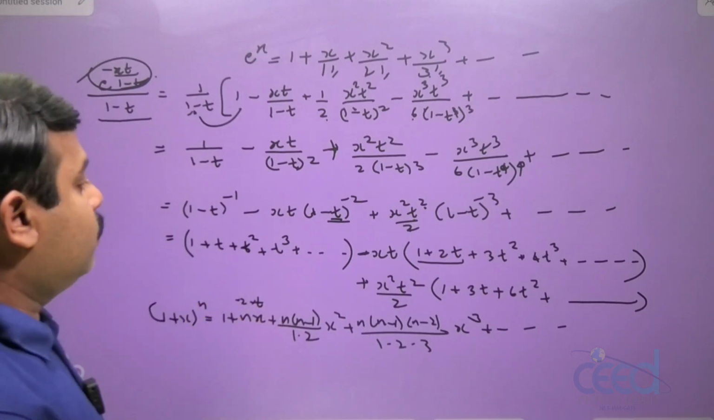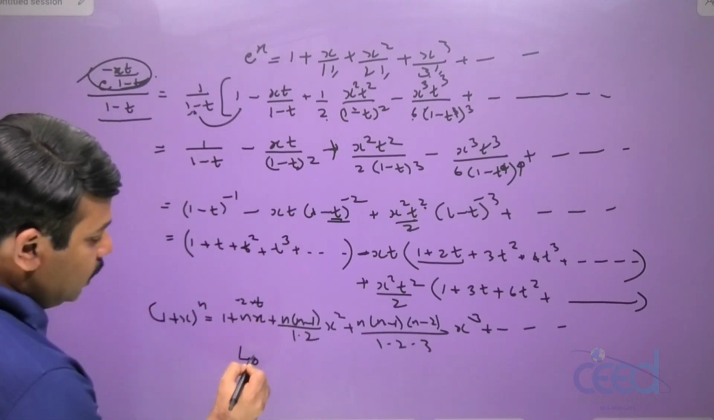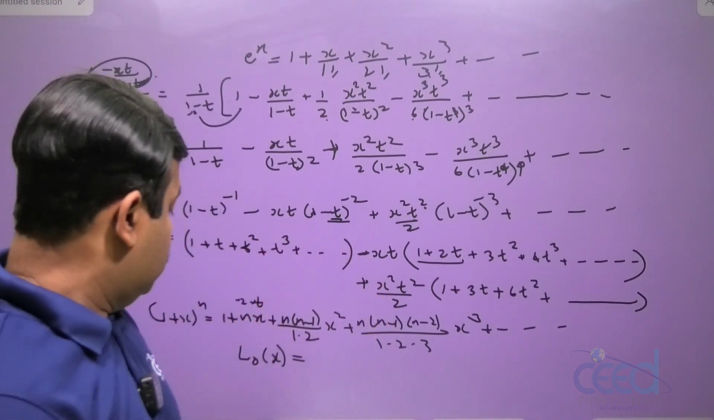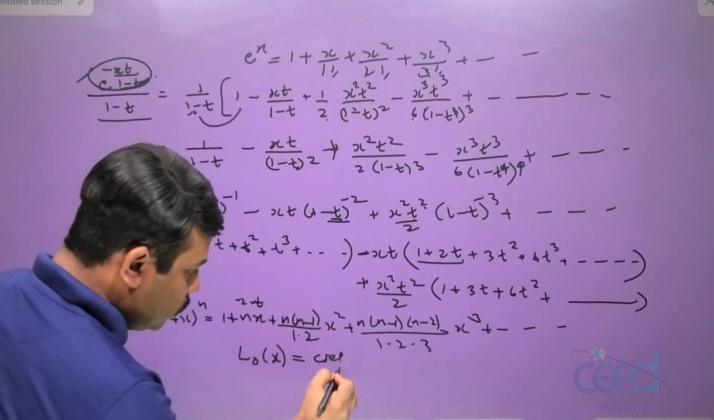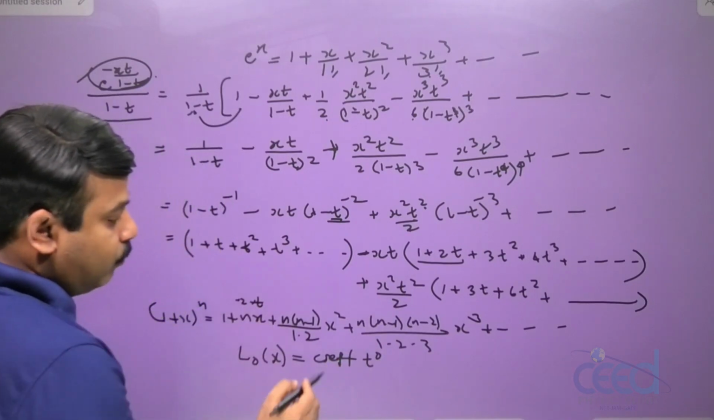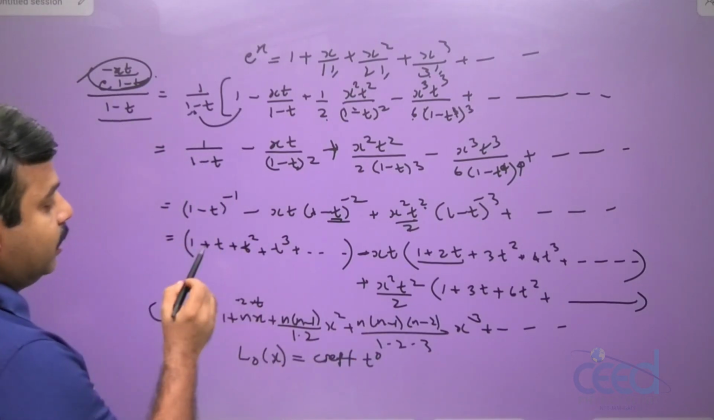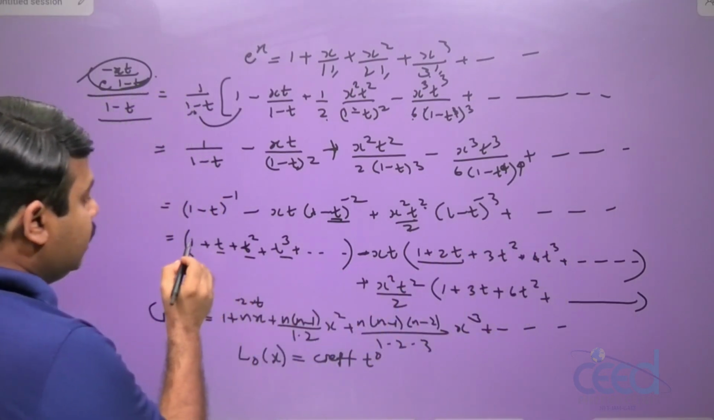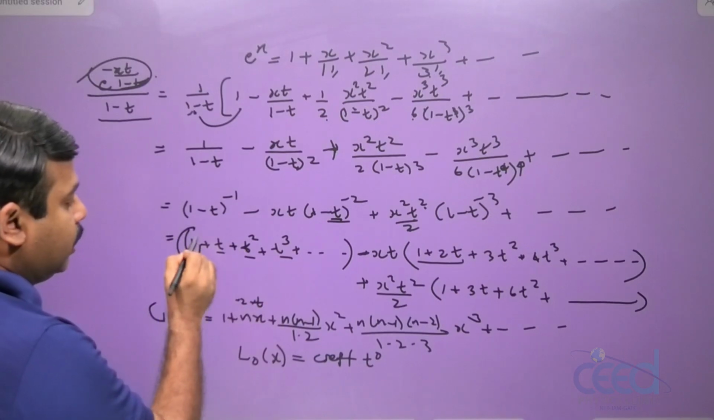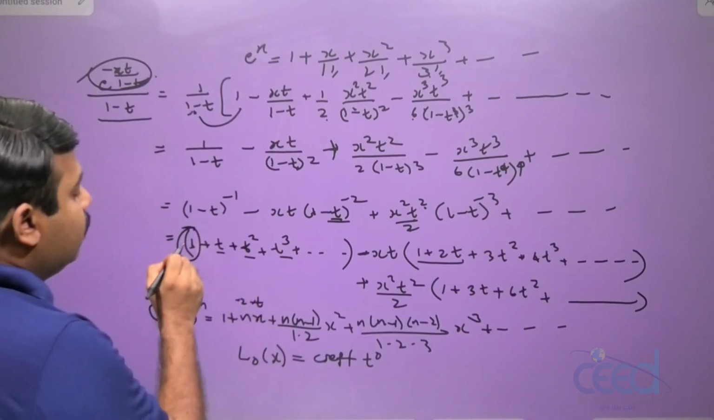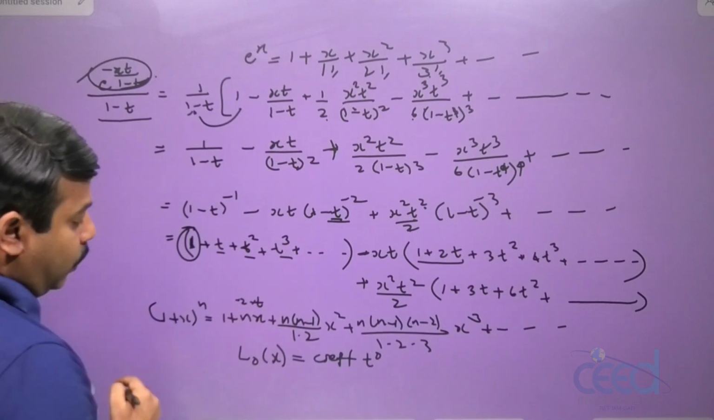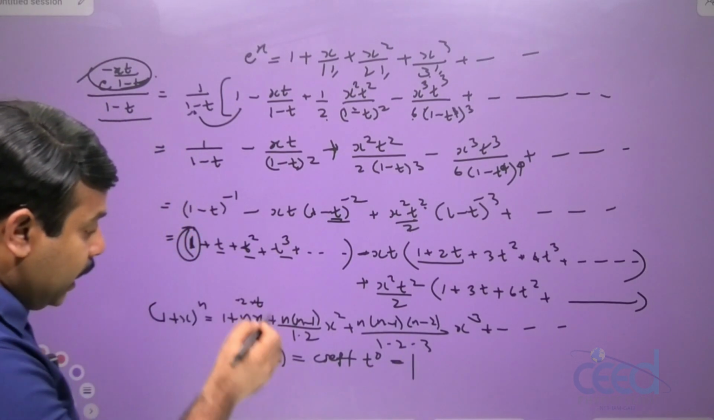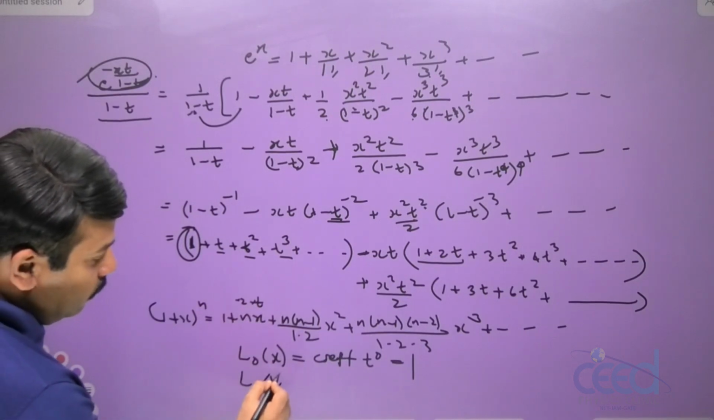Now the problem is, what is L0 of x? What I told you, L0 of x is the coefficient of t raised to 0. Coefficient of t raised to 0 is L0 of x. See, here t, here t, here t, here t, all terms have t. Then what is the coefficient of t raised to 0? T raised to 0 means 1. Then the coefficient of t raised to 0 is 1. Then L0 of x is equal to 1. Alright. Now I can find L1 of x.